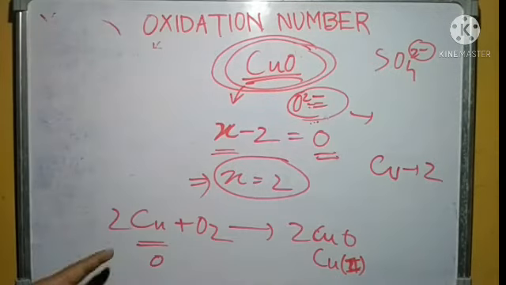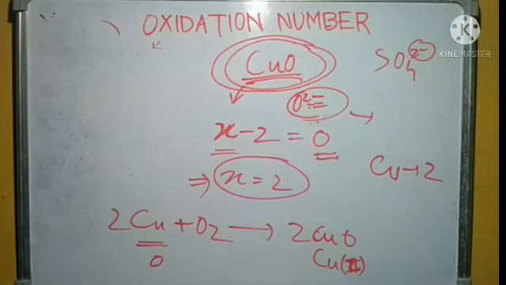So what we saw is that the oxidation number of copper is increasing from 0 to 2. In general, in the oxidation process the oxidation number increases, and in the reduction process the oxidation number decreases.